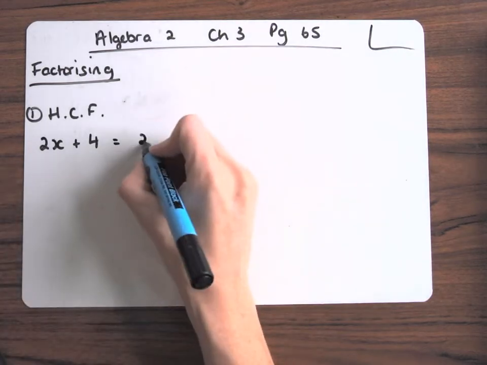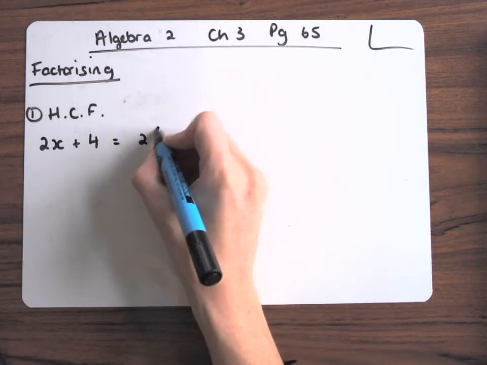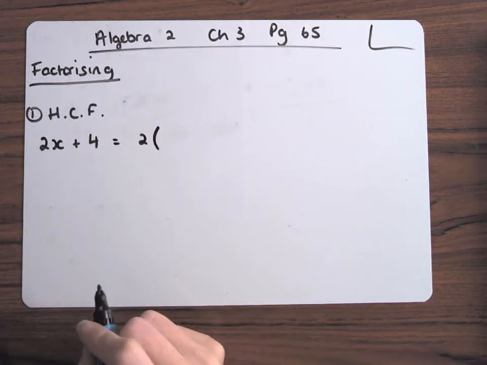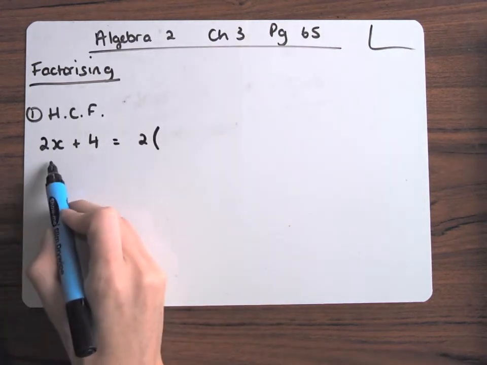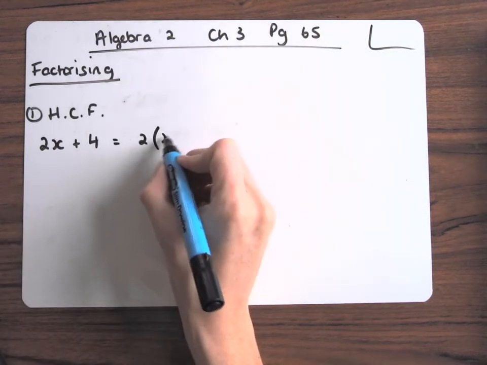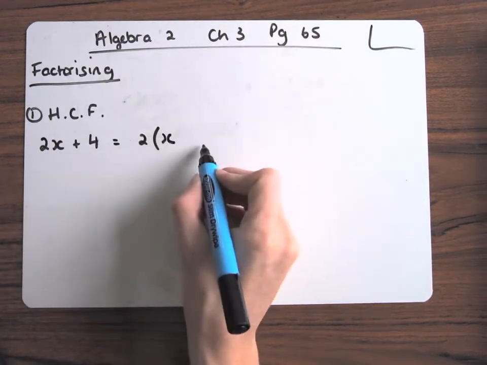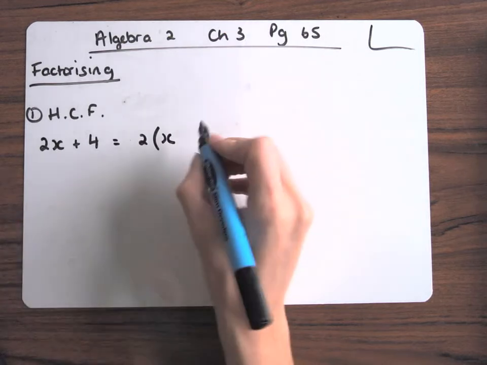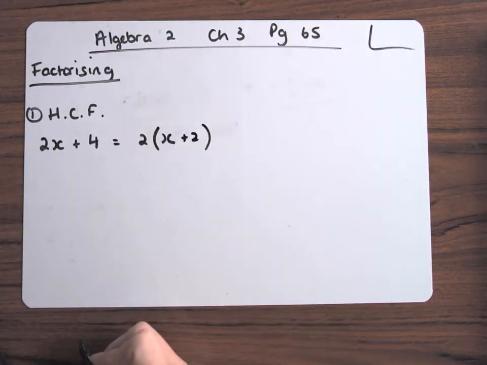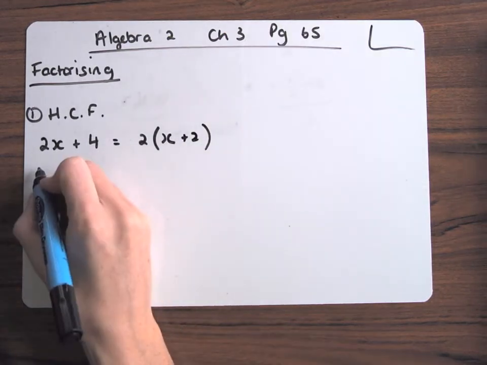2. 2 goes into there. Okay? So 2 comes outside a bracket. Now 2 by what gives me 2x? X. And 2 by what gives me 4? 2. Yeah, so there's my answer. Okay, let's do another one.